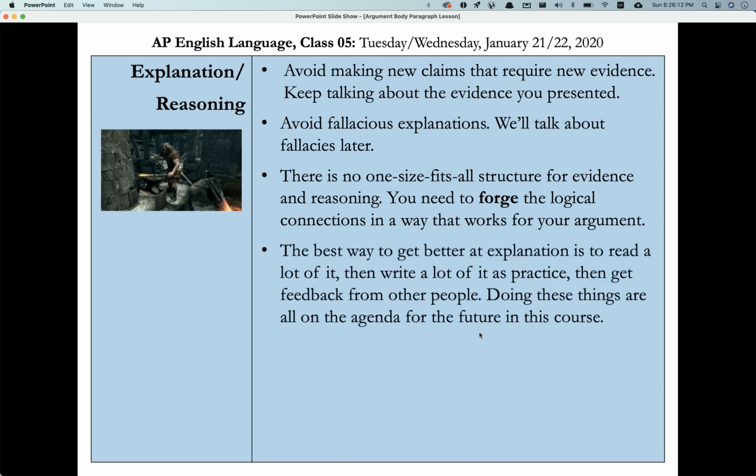So the best way to get better at explanation, given this reality, is to simply read a lot of good explanation, then write a lot of explanation as practice, get better at developing it, get better at not holding back and doing as much explanation as you can. And then, of course, getting feedback on your writing from other people, from people more experienced than you are when it comes to argumentation. Of course, doing all of these things is on the agenda for the near future in this class.